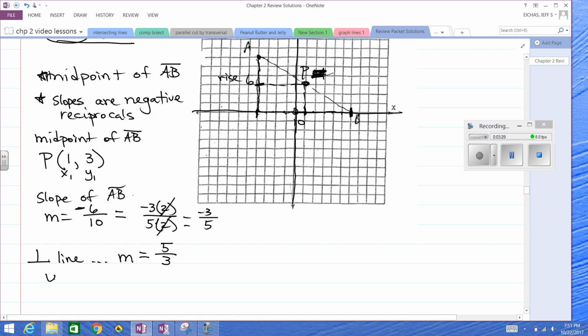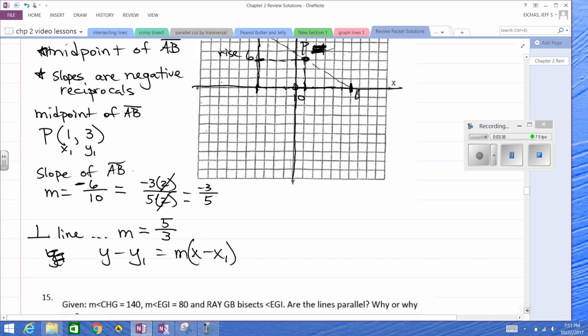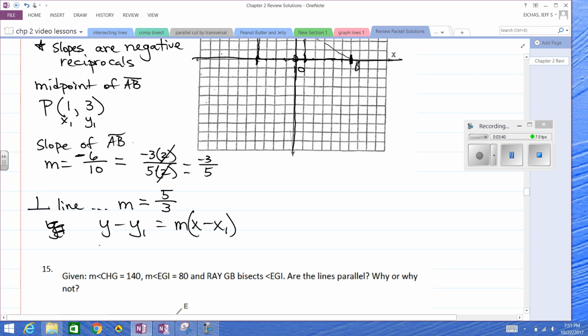All right, then we're using the equation, y minus y1 equals m times parentheses x minus x1. Okay, next, our point was 1, 3, right? So x1 is 1, y1 is 3, so it's y minus 3 equals, the slope's 5/3, x minus 1. Now I would leave it like that.